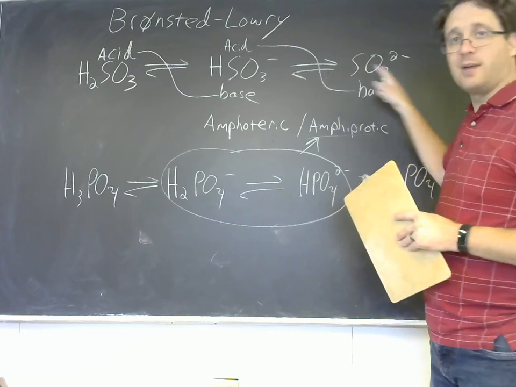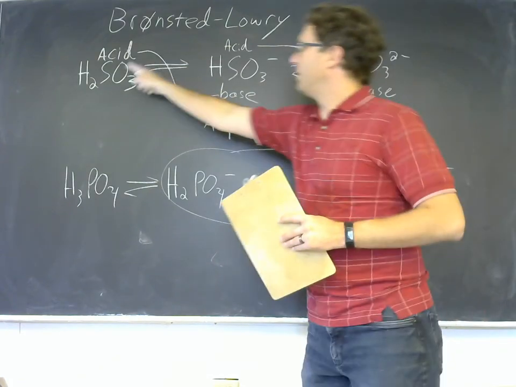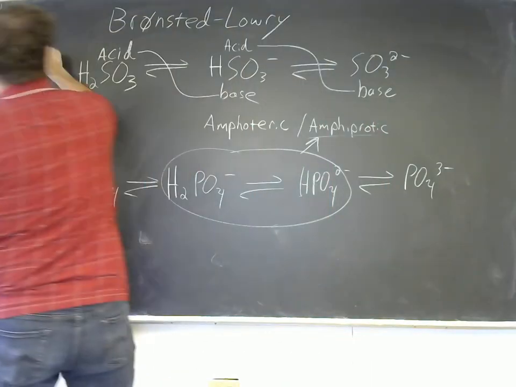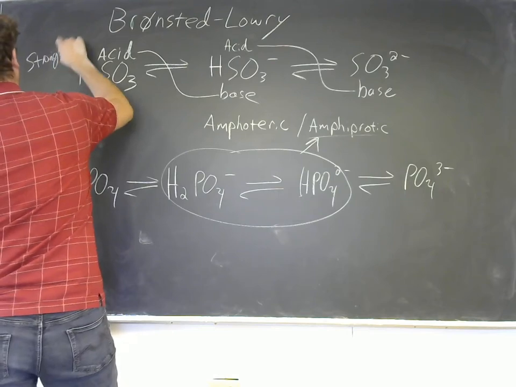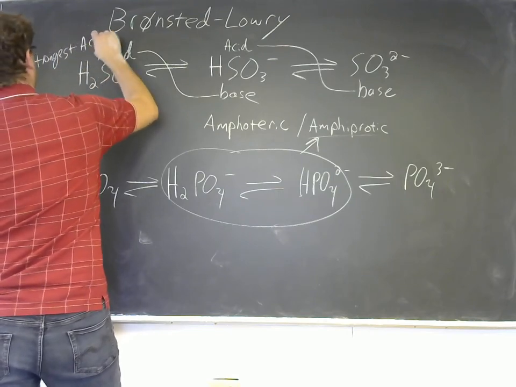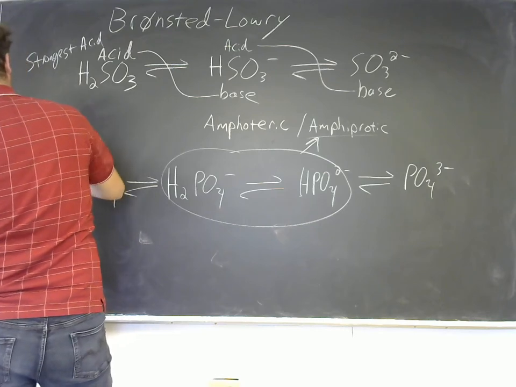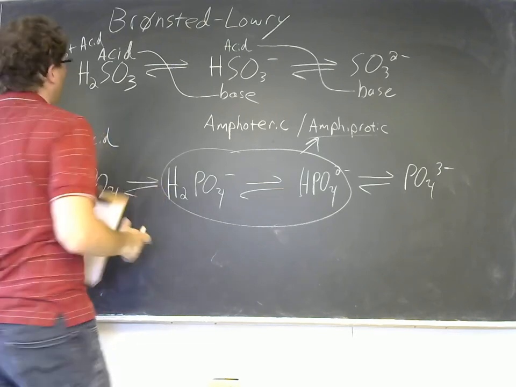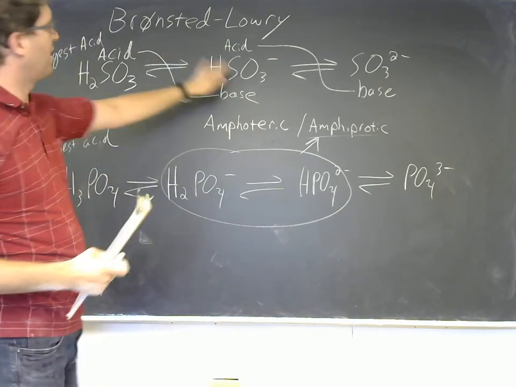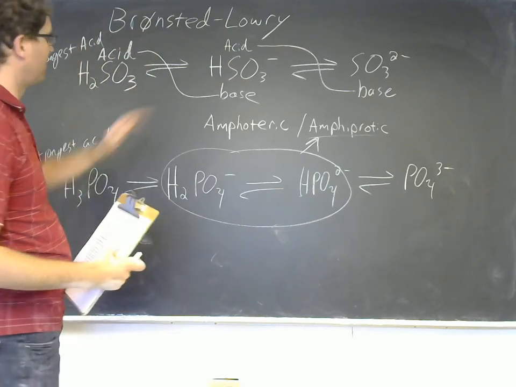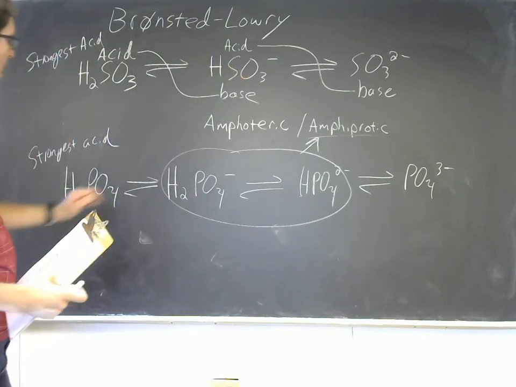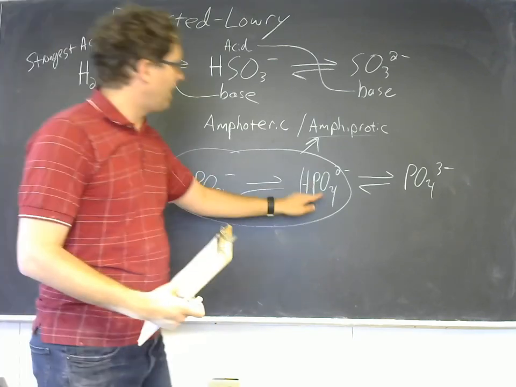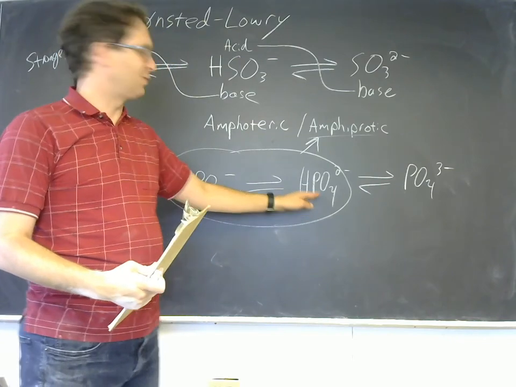One last thing I want to say about these. If these are both acids, which one is stronger? Well, this is the strongest acid in the series. Okay, and just like H3PO4 is the strongest acid, HSO3 minus is weaker than H2SO3. H2PO4 minus is weaker than H3PO4, and HPO4 2 minus is weaker still.